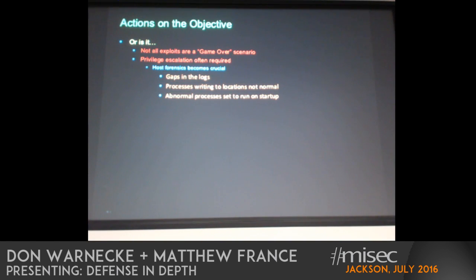I think there's a lot to be done after a machine is already compromised. Privilege escalation is often required, and this will leave behind, I'll say, artifacts on the host system: registry entries, gaps in the logs, processes writing to locations that are not normal, or starting other processes that are not normal. Oftentimes, I wouldn't expect to see notepad.exe start PowerShell, for example, or other weird anomalies.